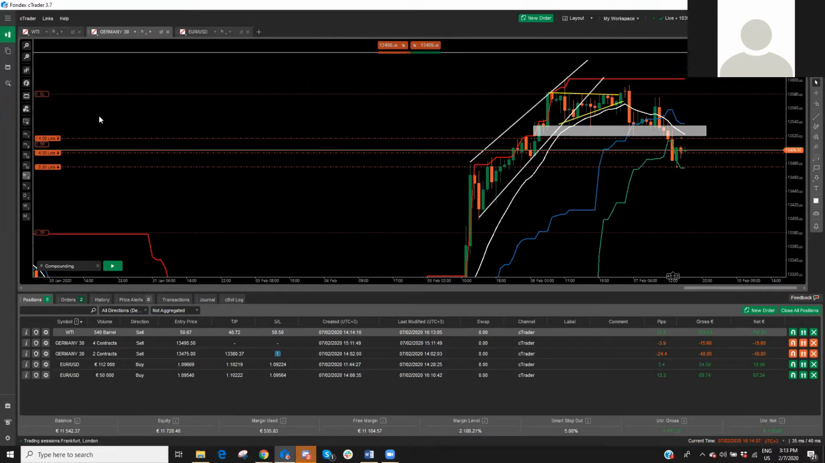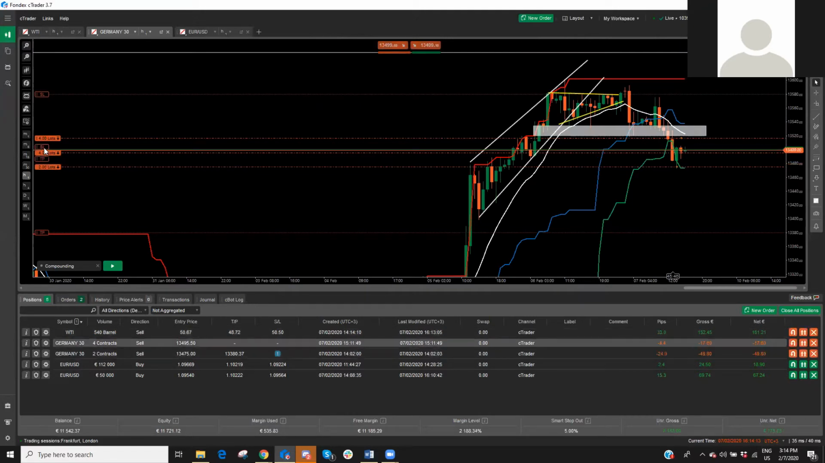DAX broke out at this level. I've got a pending order up here. I've got an order here, an order here. This one doesn't have a stop loss, but I'll easily put that in. I'm always at my station.